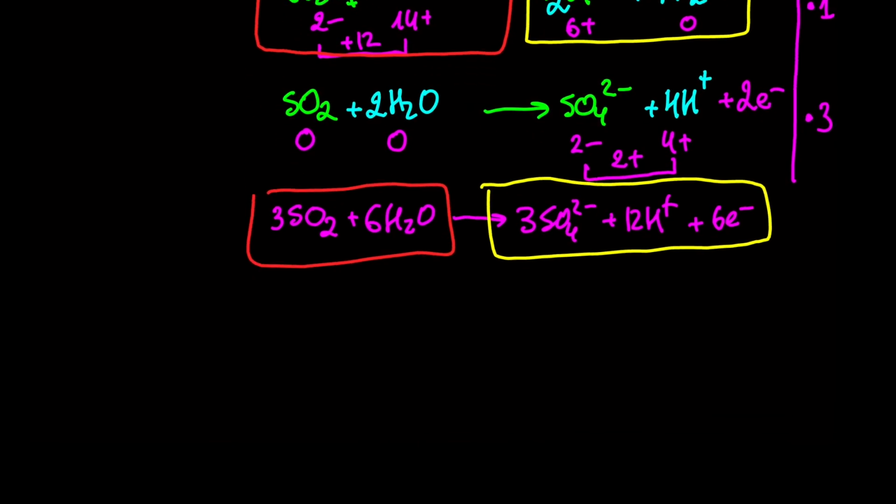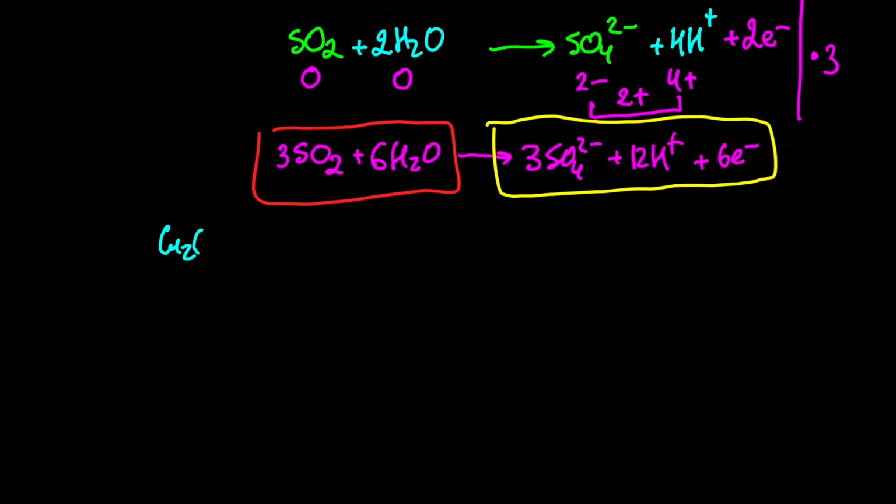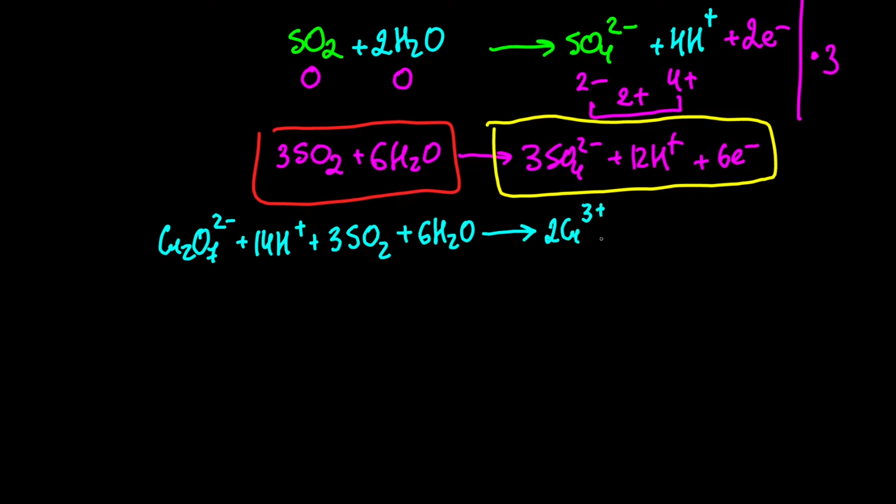What we get is Cr2O7 2- + 14H+ + 3SO2 + 6H2O → 2Cr3+ + 7H2O + 3SO4 2- + 12H+. The last thing we need to do is to cancel identical species.